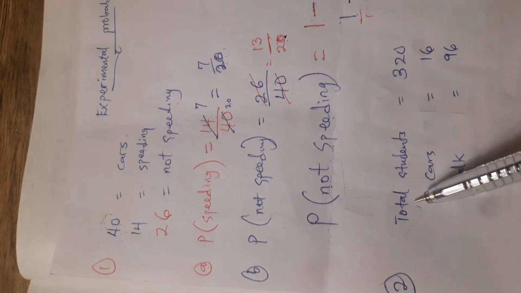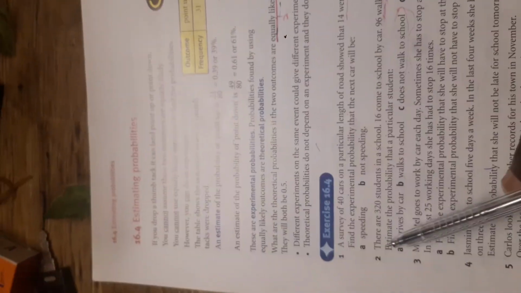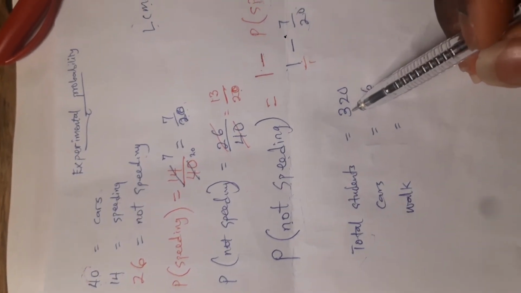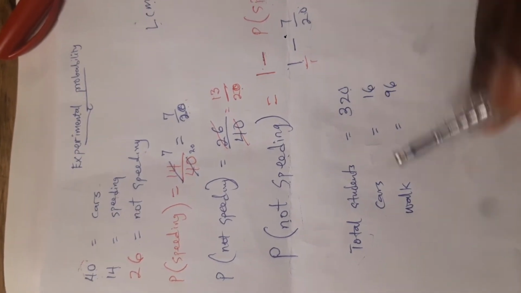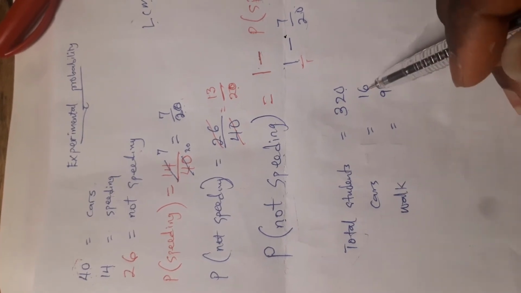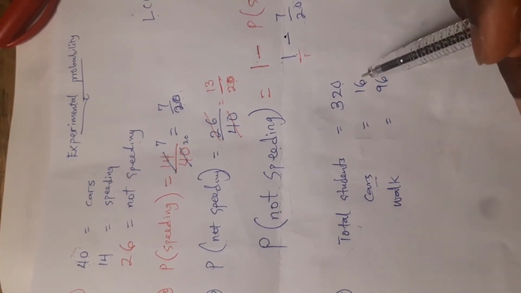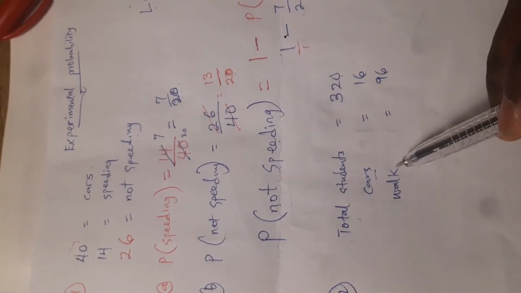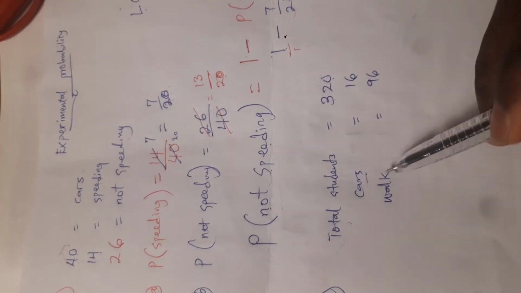Okay, now this is question 2 from exercise 16.4. The total number of students in a school is 320. We are told that 16 of these students come to school by car, okay? And 96 out of these students come to school by walking. They walk down to school.